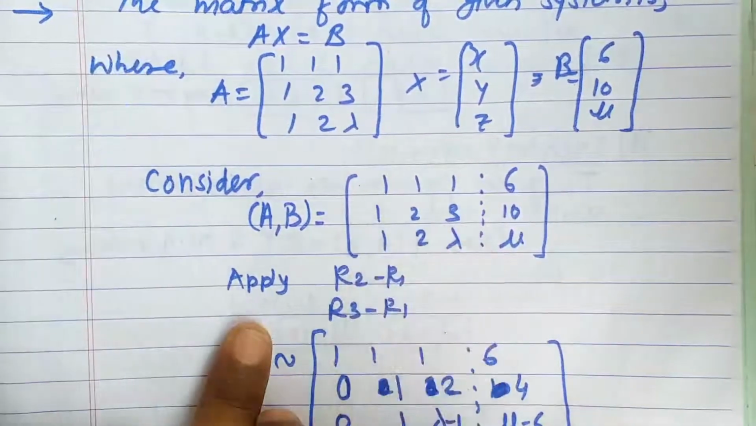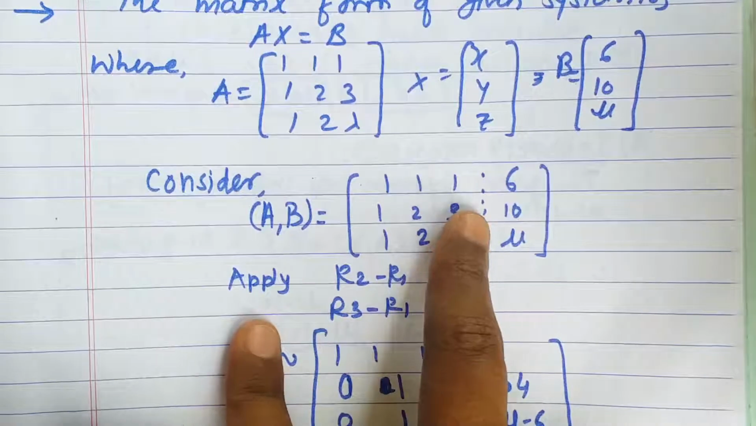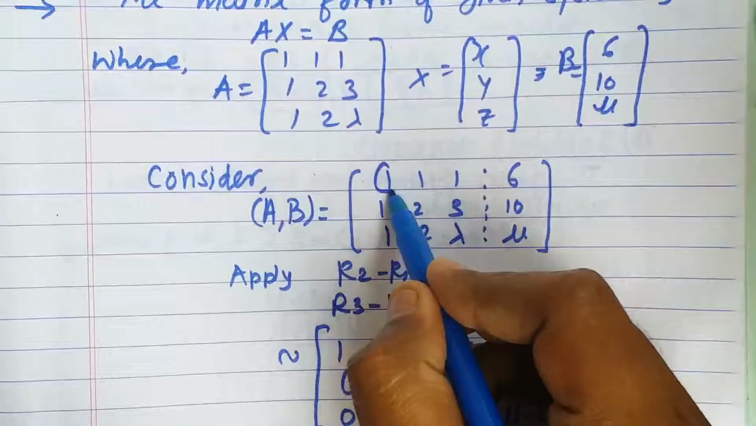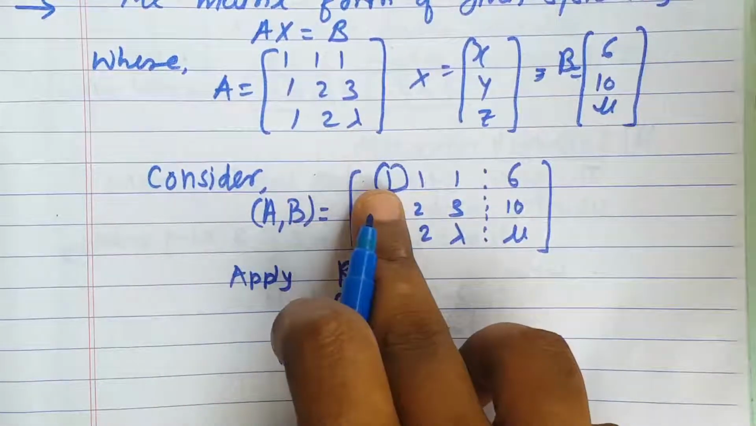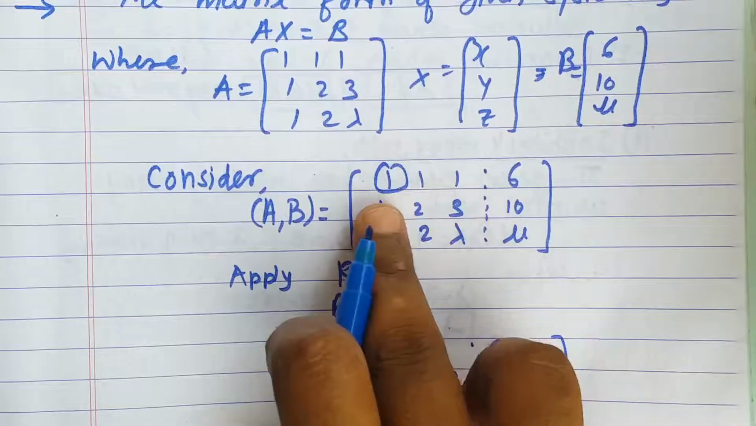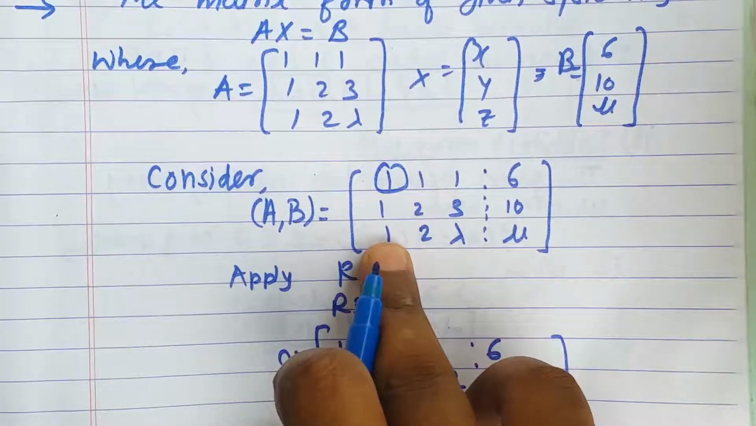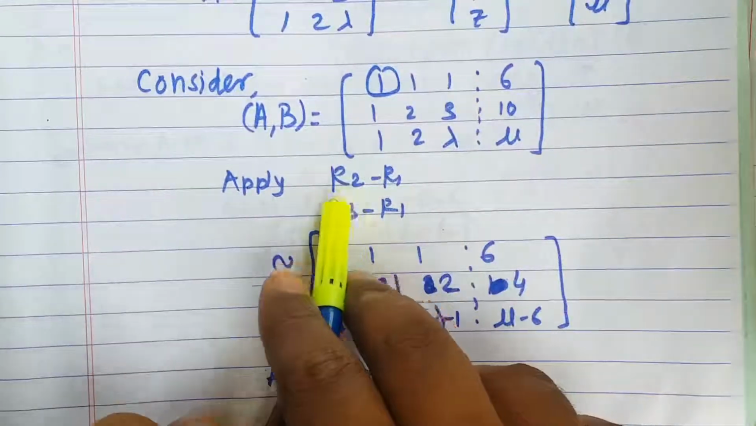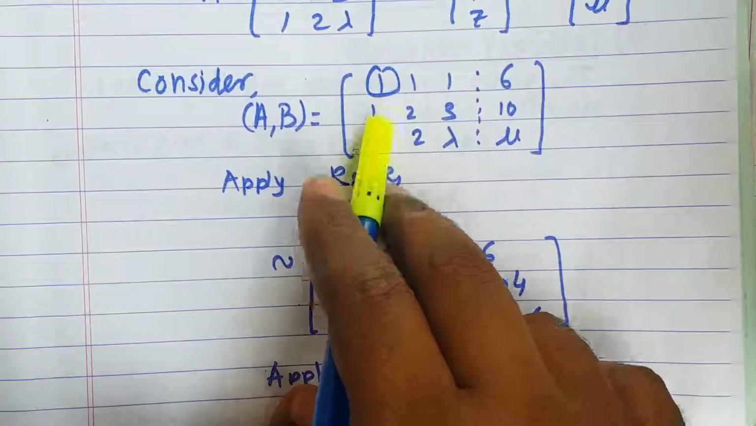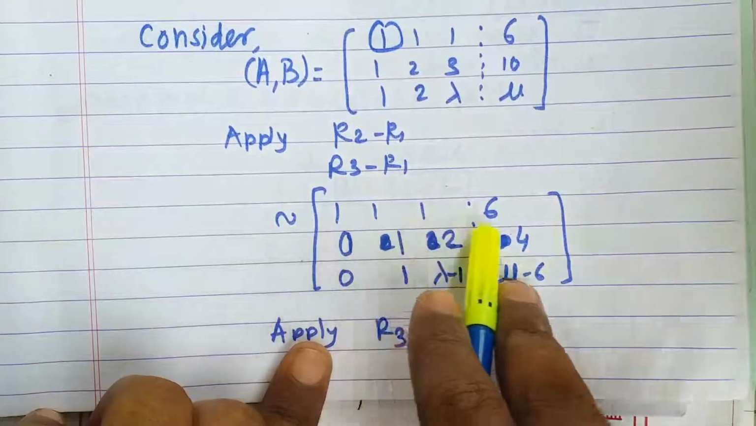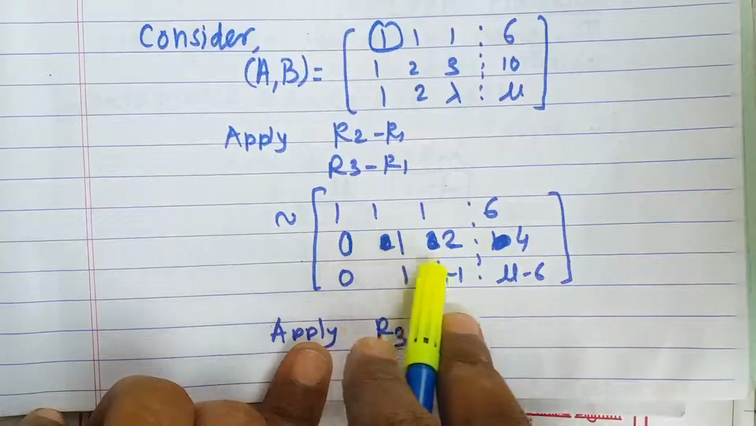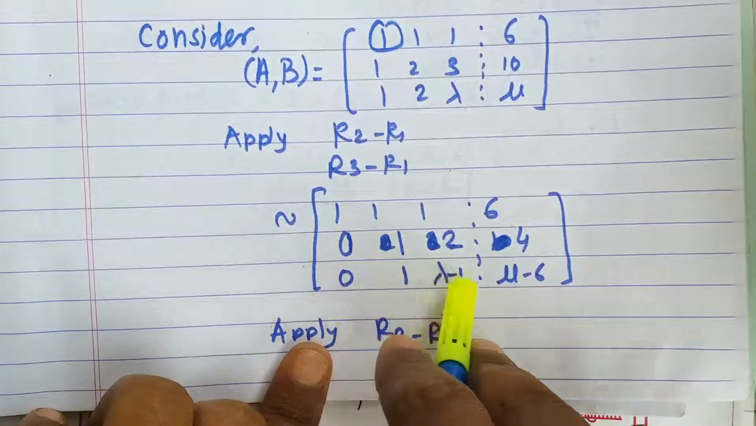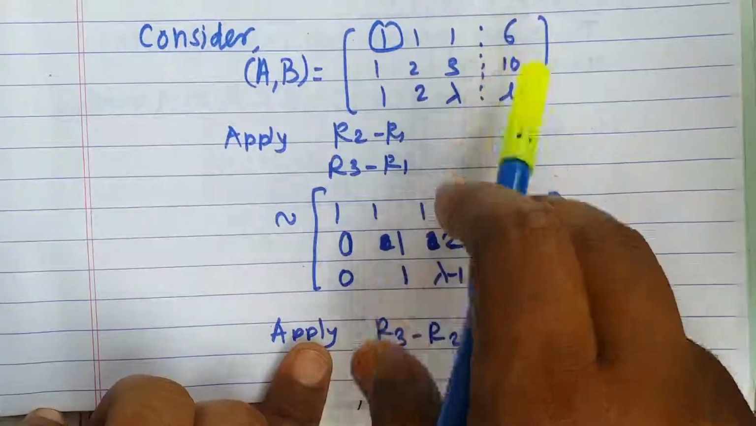Now the same procedure we are going to apply: we are going to reduce it to row echelon form. For that purpose, we make the entries below the first pivot, the first leading non-zero entry of the first row, zeros. For making these 0, the transformations are r2 minus r1 and r3 minus r1. After applying this transformation, the first row remains as it is, the second row changes to 0, 1, 2, 4, and the third row changes to 0, 1, lambda minus 1, mu minus 6.